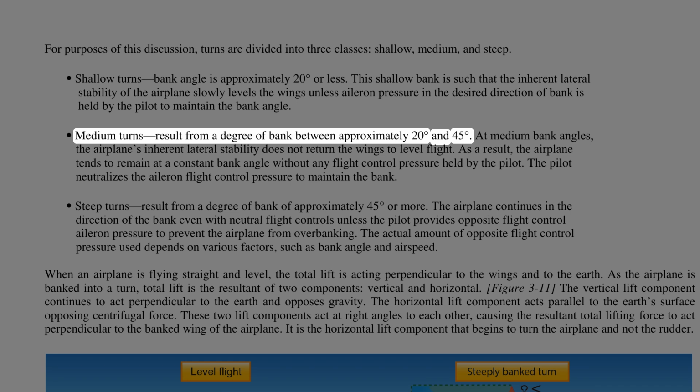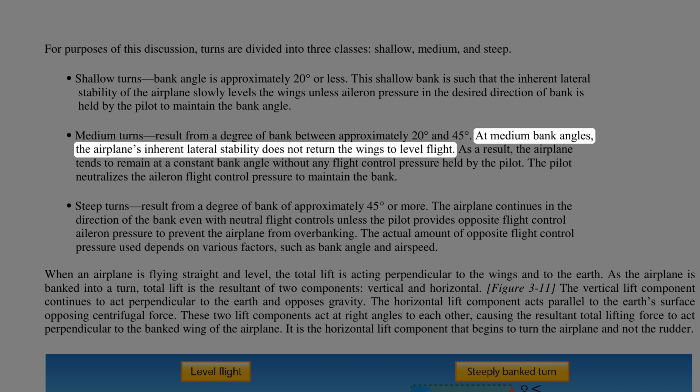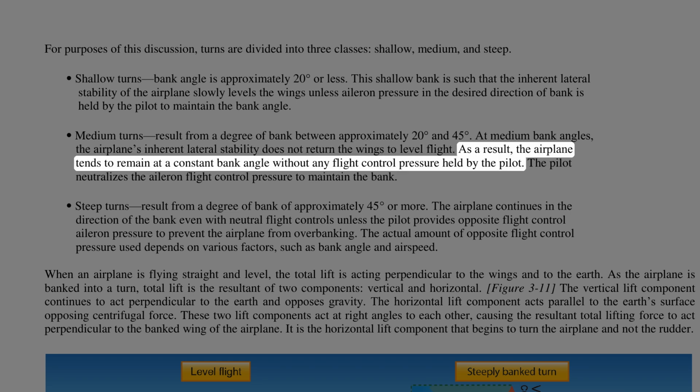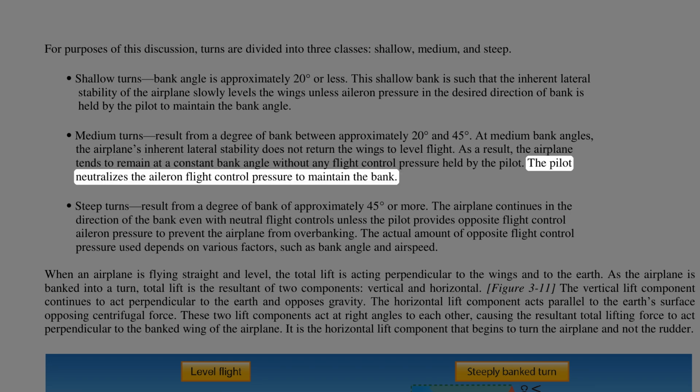Medium turns result from a degree of bank between approximately 20 degrees and 45 degrees. At medium bank angles, the airplane's inherent lateral stability does not return the wings to level flight. As a result, the airplane tends to remain at a constant bank angle without any flight control pressure held by the pilot. The pilot neutralizes the aileron flight control pressure to maintain the bank.